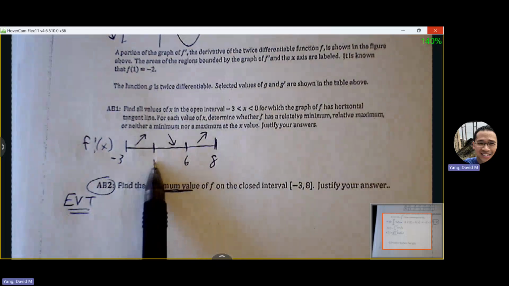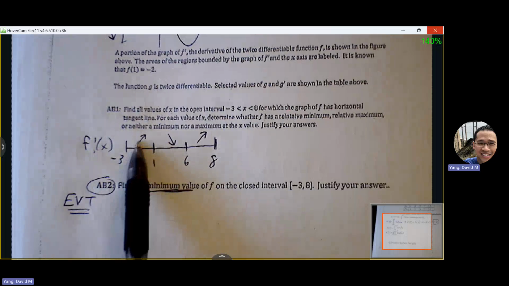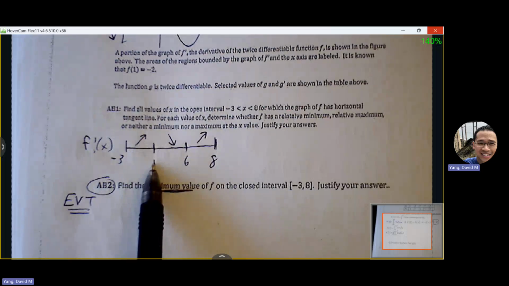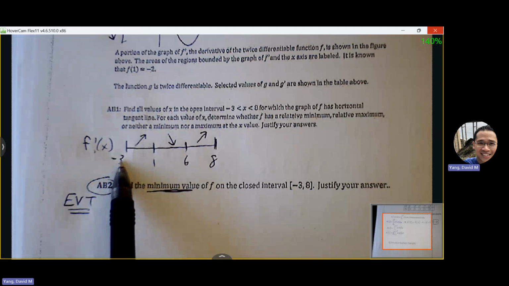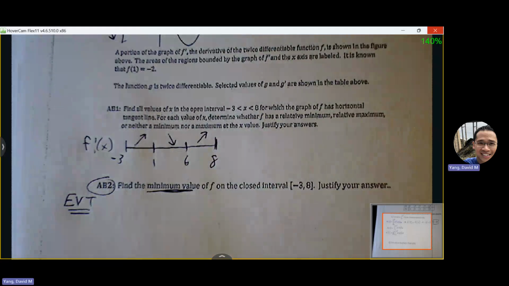1. If you tested 1, it's not wrong. You're just doing additional work. You know that a relative maximum is never going to be the absolute minimum, right? The hill of a graph is never going to be the lowest point on the graph. So we can ignore the 1. Just test -3, 6, and 8.